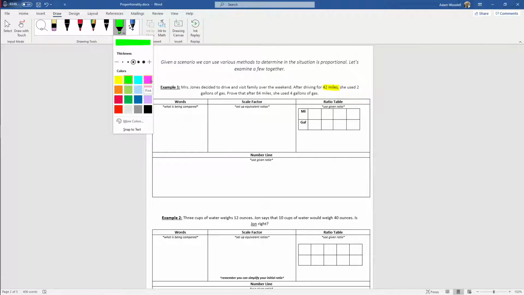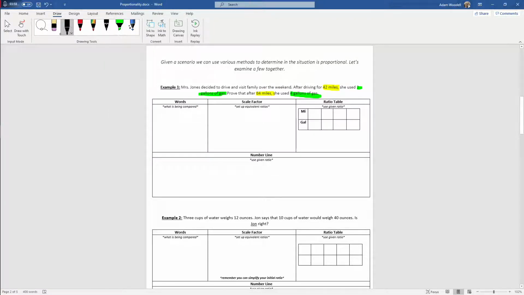So I'm going to highlight those in different colors. So 42 miles and 2 gallons of gas. Because I did miles in yellow, I'm going to keep that in yellow. And then I'm going to say gallons of gas in green again. So it helps, before we even solve this, to just think of what 2 words we're comparing. So I see a lot of different words in this scenario, but I'm really looking at miles, and I'm looking at gallons. I'm looking at miles, which I highlighted in yellow, and then gallons was green.